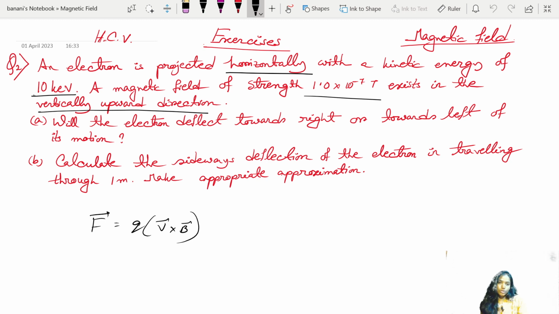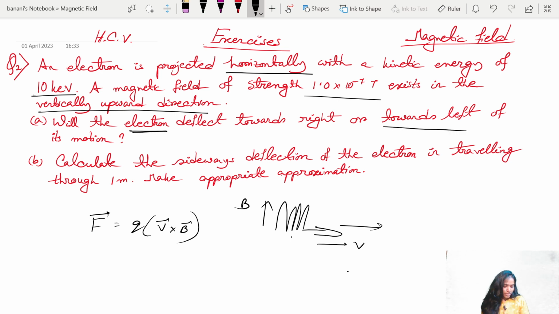For the electron, the velocity is horizontal, that means the thumb is along this, and the four fingers are along the vertical upward direction. The palm face gives the direction of motion, it should be towards the right, but because this is an electron, that means a negative particle, the answer is that it will deflect towards the left of its motion. Okay. Now come to the next part.